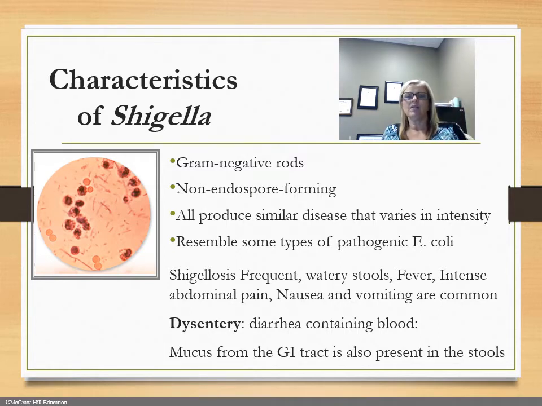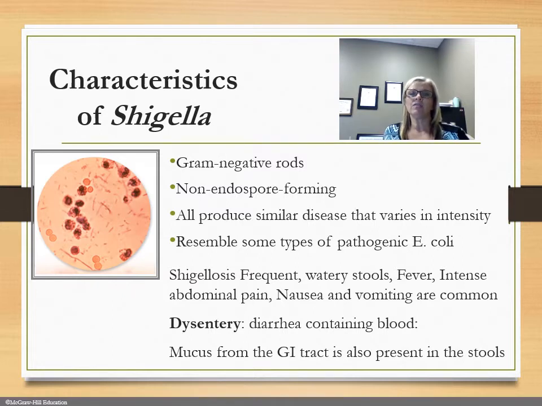It's going to produce a very similar disease that varies in intensity among the subspecies, and resembles a little bit the pathogenic strains of E. coli. And so you're going to see very frequent watery stools, fever, of course, intense abdominal pain, nausea and vomiting. Can cause a dysentery, which is diarrhea containing blood.